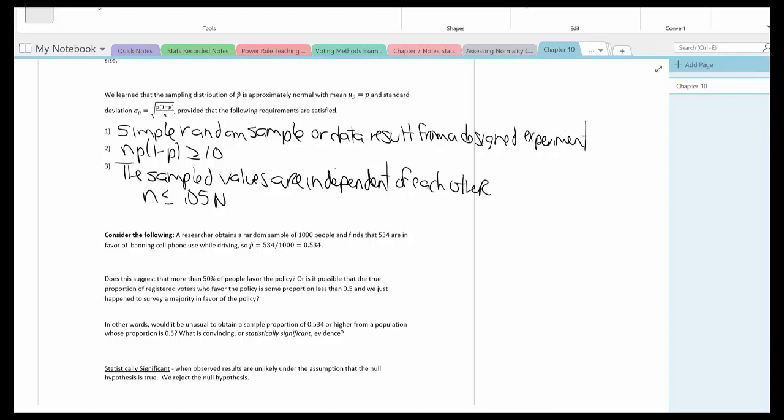In other words, would it be unusual to obtain a sample proportion of 0.534 or higher from a population whose proportion is 5/10? What is convincing or statistically significant evidence? Statistically significant when observed results are unlikely under the assumption that the null hypothesis is true, we reject the null hypothesis.